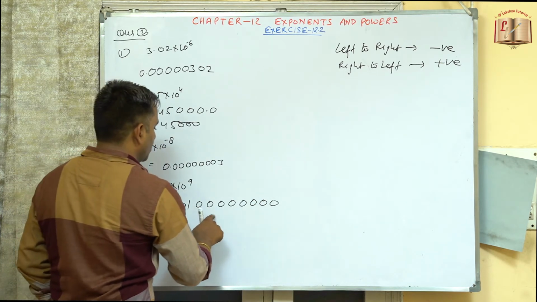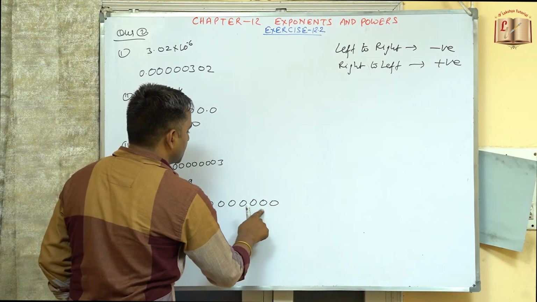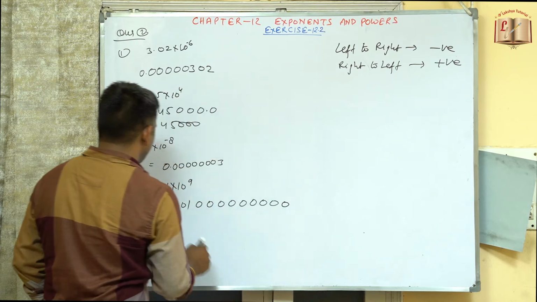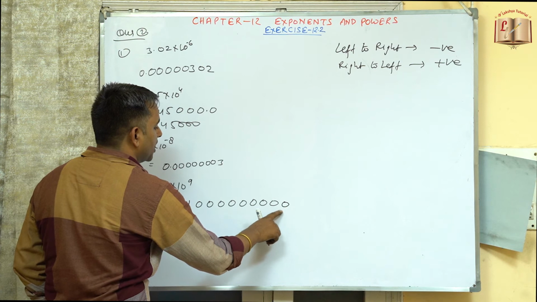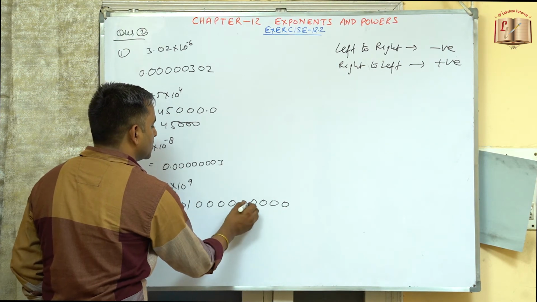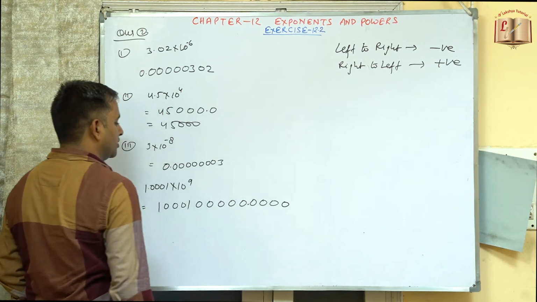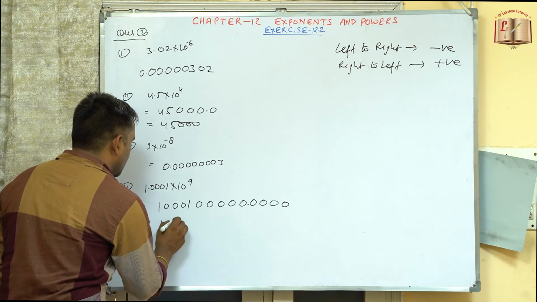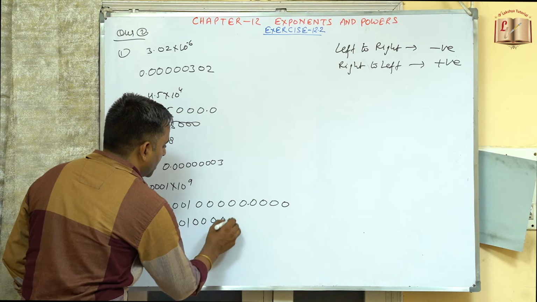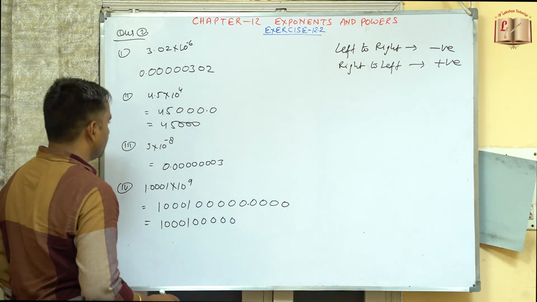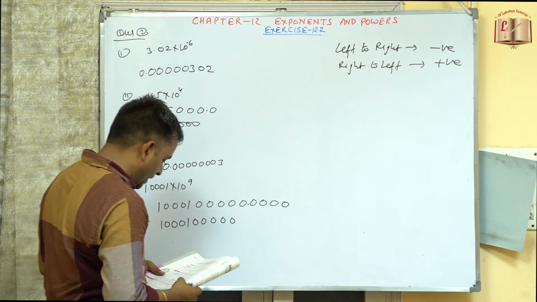So this is 1, 2, 3, 4, 5, 6, 7, 8 and 9 zeros. So after 1, 2, 3, 4 places, we put the decimal point. 1, 2, 3, 4. So this will be the number now. So we can put 10001, down 1, 2, 3, 4, 5. So this will be the standard number for us.